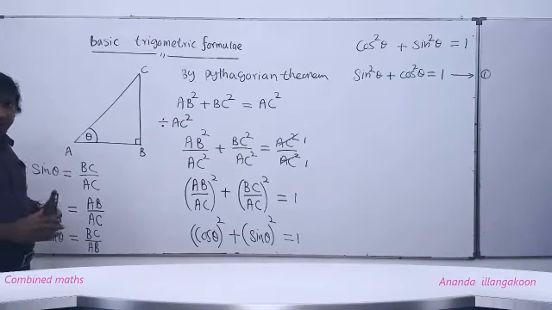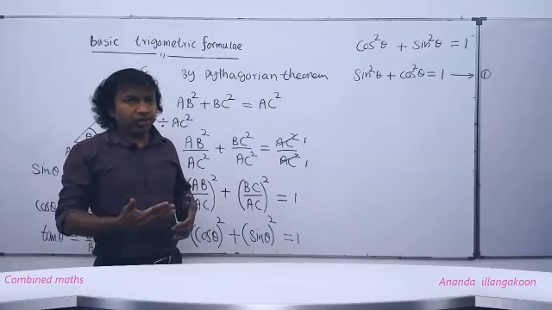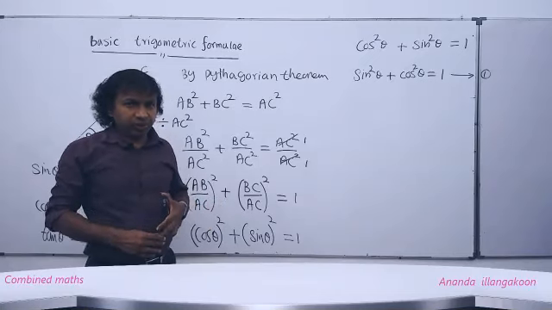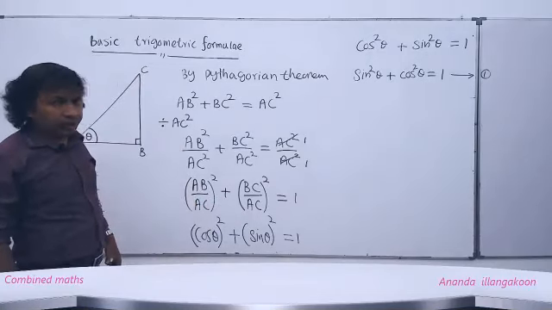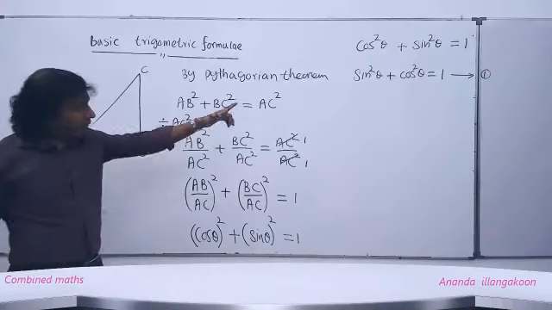Sine square theta means sine theta multiplied by sine theta. Then only we get perfect square of sine theta. Right. Sine square theta plus cos square theta is 1. Right. Now up to there, take down the note.